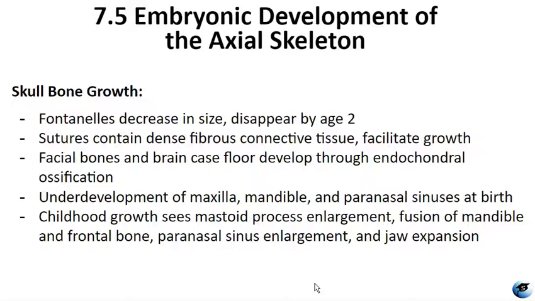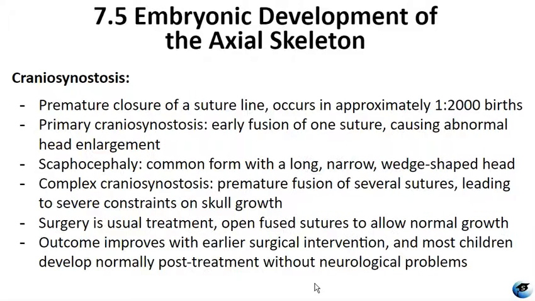The facial bones and the floor of the brain case develop through endochondral ossification. When babies are born, bones like the maxilla, mandible, and paranasal sinuses are still not fully developed, but as the child continues to grow into adulthood, various things happen, such as the mastoid process getting bigger, the mandible and frontal bone fuse together, the paranasal sinuses get larger, and the jaw expands.